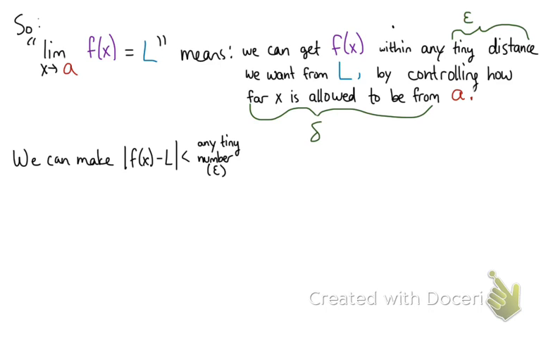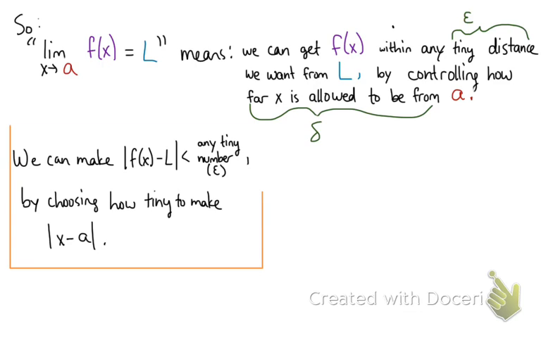So another way to restate what's right above is that we can make the distance between f of x and L, any tiny distance we want, we can make that distance smaller than any tiny number we pick by choosing how tiny to make the distance between x and a, the absolute value of x minus a. That is essentially the definition of limit. Now, there's a slightly more formal way to say it that we will see in class, but that's the idea. That's what a limit statement means. As x approaches a, the limit of f of x equals L means the thing in that orange box.